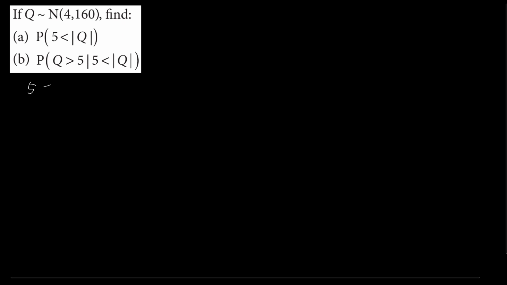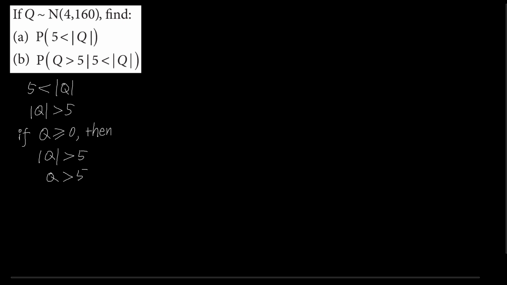5 smaller than the absolute value of Q. This can be changed to the absolute value of Q is bigger than 5. If Q is more than or equal to 0, then the absolute value of Q equals Q. So we get here, this is Q bigger than 5. So this is the condition for this case.